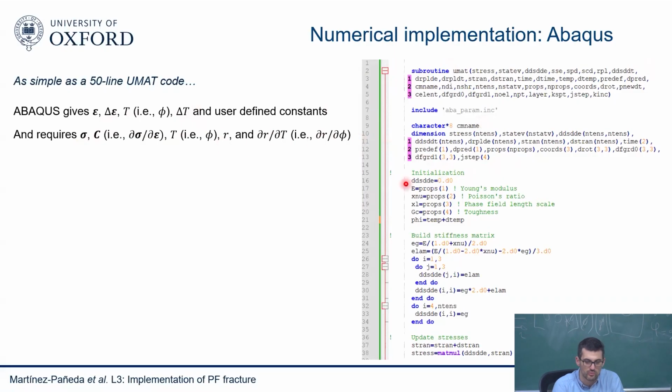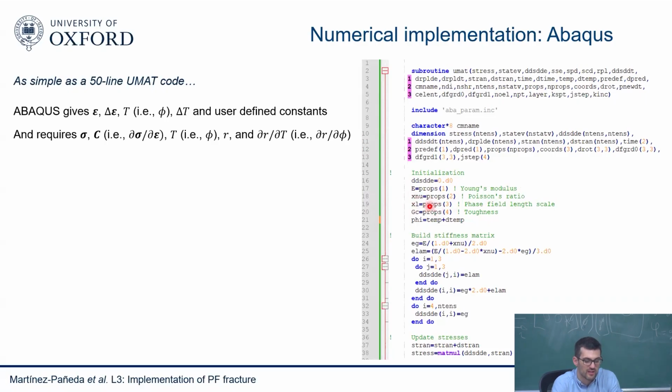So what do we do? First, we initialize. We say this stiffness matrix is going to be equal to 0 everywhere. Then, as a user in Abaqus, you put some user properties that you then use in the UMAT. So one is, for example, Young's modulus. The other one is Poisson ratio. If you were to define linear elasticity in a user material subroutine, we'll just use these two. The other one is a phase field length scale.